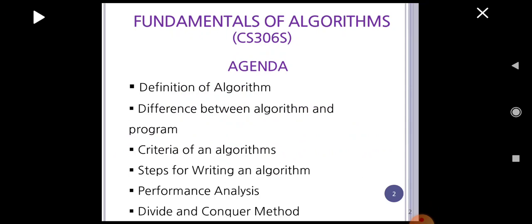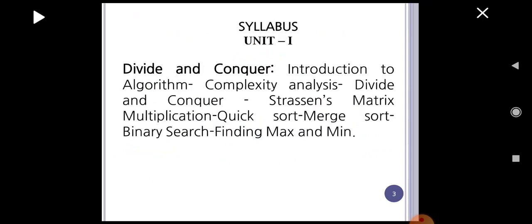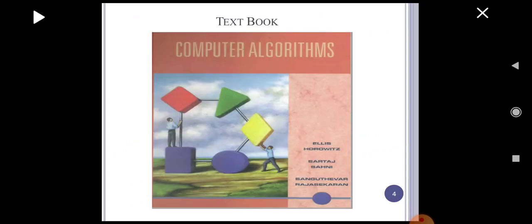In this presentation, we will see the definition of algorithm, difference between algorithm and a program, criteria for an algorithm, steps for writing an algorithm, performance analysis, divide and conquer method. The syllabus for Unit 1 is divide and conquer, introduction to algorithm, complexity analysis, divide and conquer, Strassen's matrix multiplication, quick sort, merge sort, binary search, finding maximum and minimum. This is the prescribed textbook.